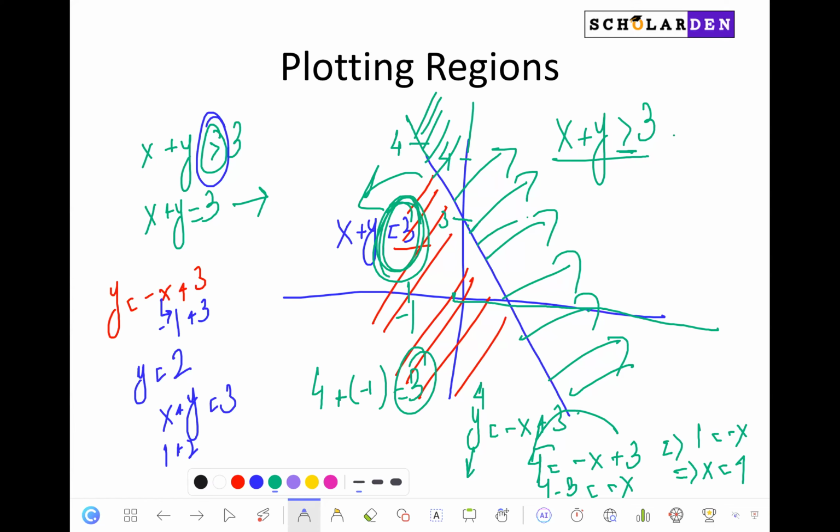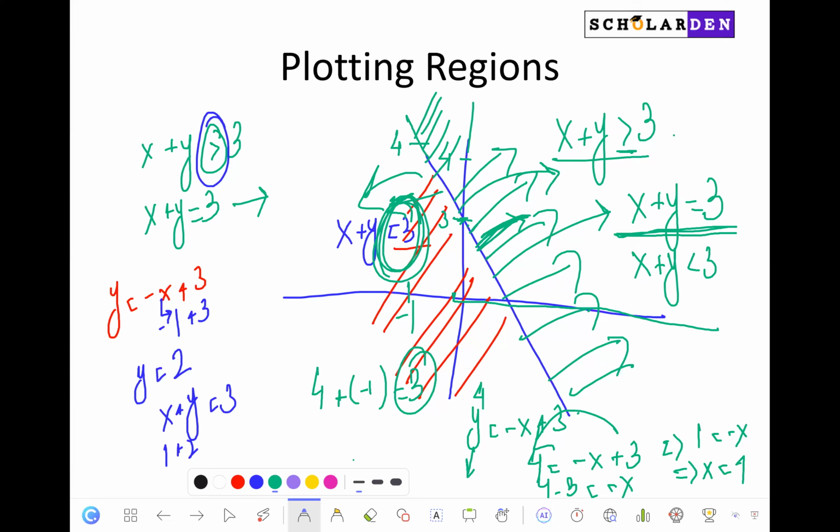Why? Because this line satisfies this equation, x plus y is equal to 3. This line has all the values for which x plus y is 3. And any point that is to the left of this line is going to have x plus y less than 3. And any point that is to the right of this line is going to have x plus y greater than 3.